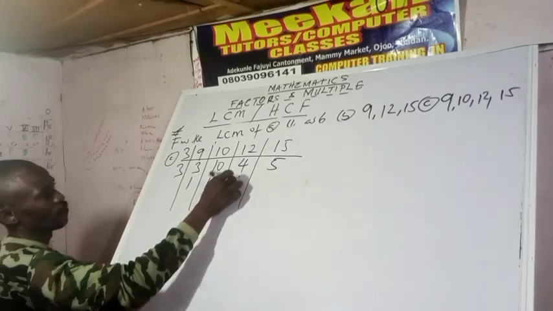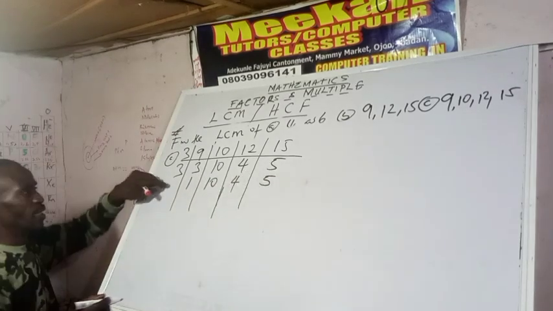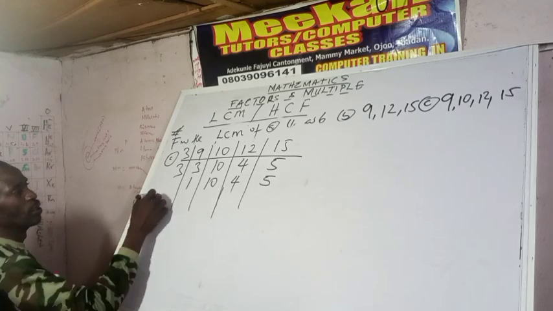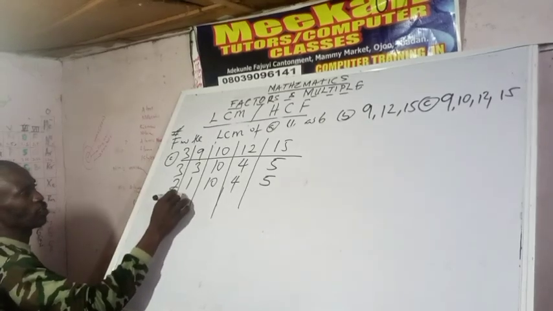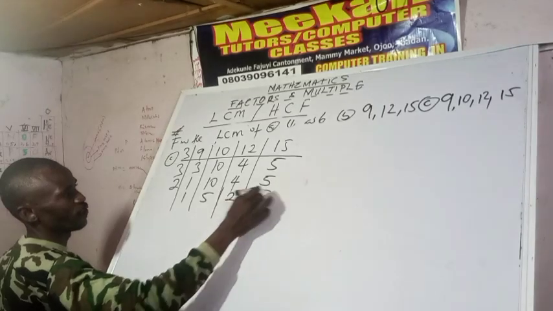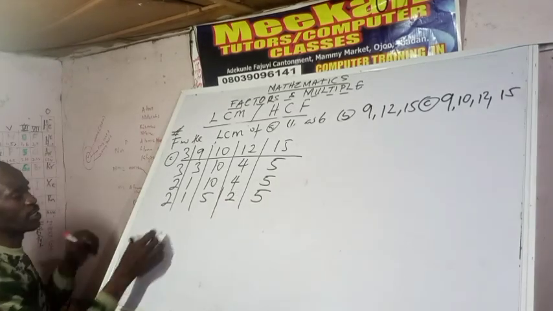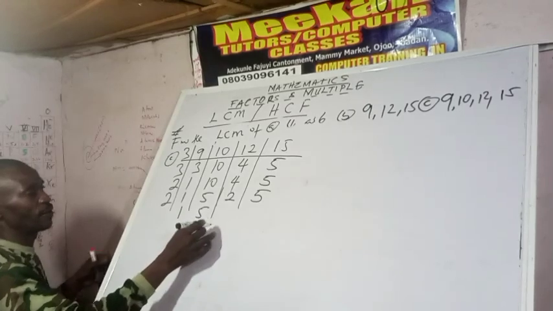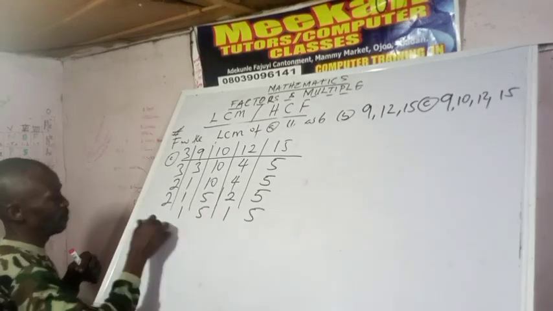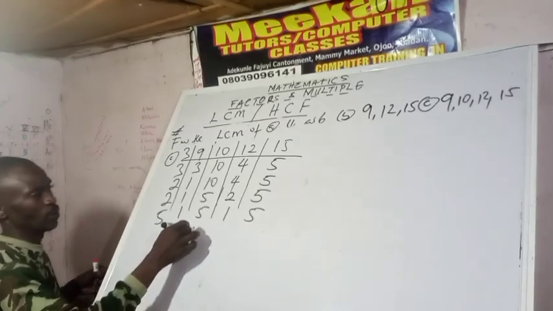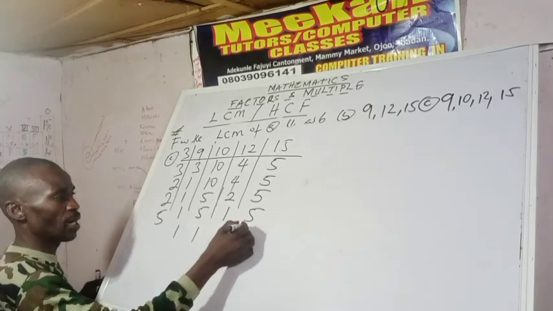10. 4. 3 cannot go here. 5. Let's see again. What can go? What about 2? 2 here, you have 1. You have 5. 2, so you have 5. Let's see. 1, 5, 1, 5, 5, 1, 1, 1, and 1.